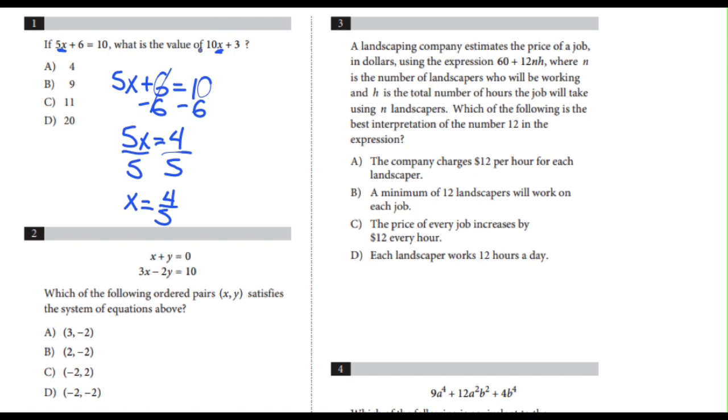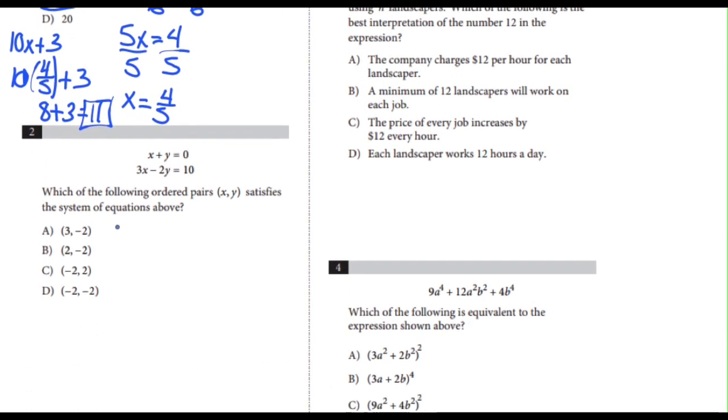Now we need to plug this into the expression 10x plus 3. So we have 10x plus 3. We know x is 4 over 5. So 10 times 4 over 5 plus 3. When we multiply 10 by 4 over 5, we're dividing 10 by 5. 10 divided by 5 is 2. And then we're multiplying by the number on top. 2 times 4 is going to be 8, plus 3, which is 11. And that'll be answer choice C.